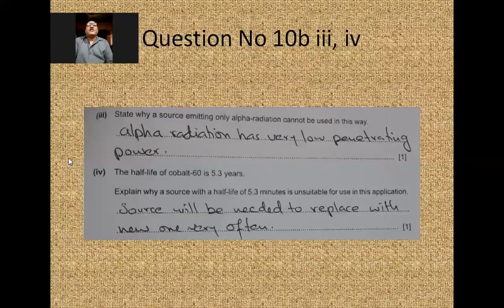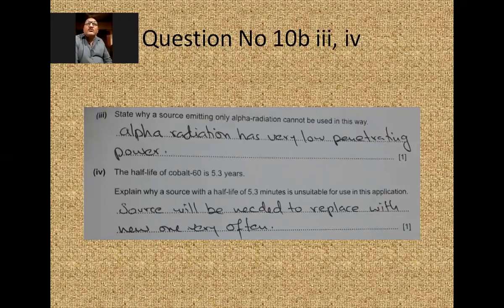Alpha radiation has very low penetrating power. That's why we are not using them. They will not be able to penetrate through the plastic bags and plastic boxes. The next part is the half-life of cobalt-60 is 5.3 years. Explain why a source with half-life of 5.3 minutes is unsuitable for use in this application.